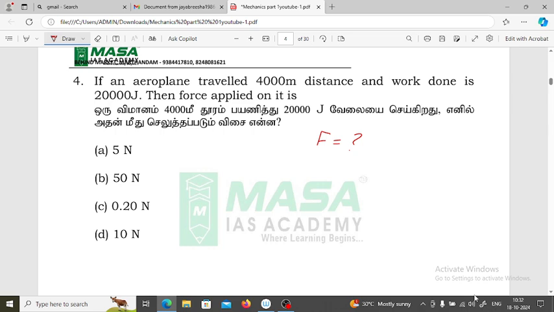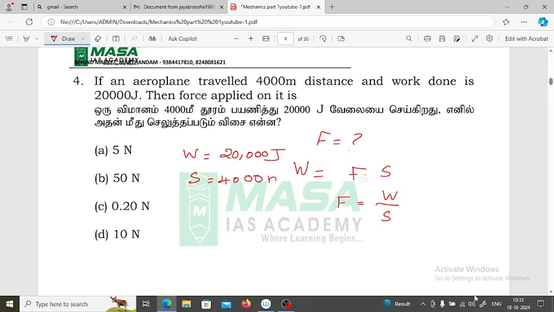So we take this formula, work done W is equal to force into displacement. But we want to calculate force. So F is equal to work done divided by displacement. Here work done is given. What is that value? வேலை எவ்வளவு கொடுத்திருக்கிறாங்க, எவ்வளவு வேலை செய்கிறது? 20,000 joule. And displacement, விமானம் அடைந்த இடப்பெயர்ச்சி 4,000 meter. So the displacement is equal to 4,000 meter.